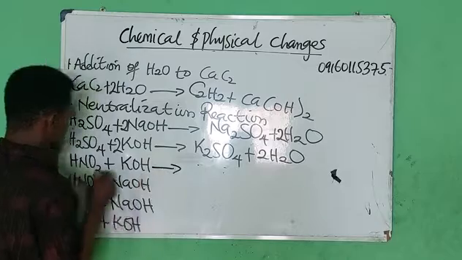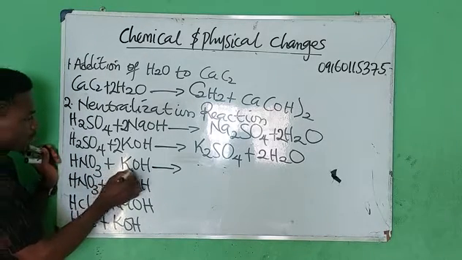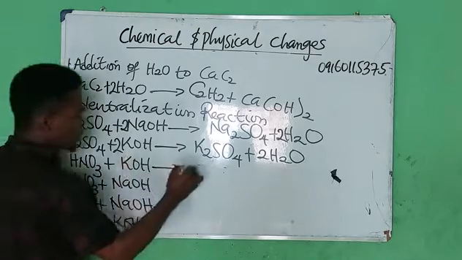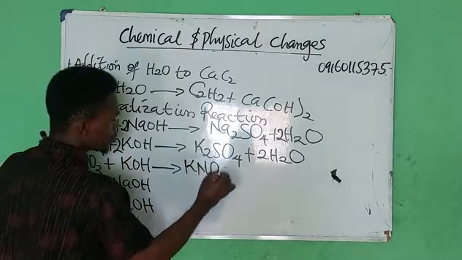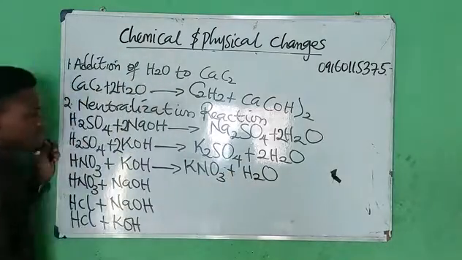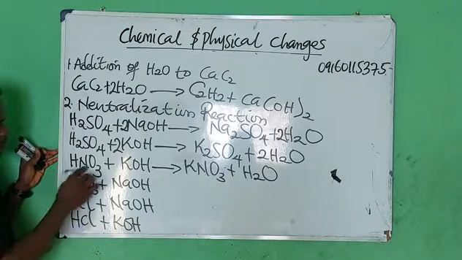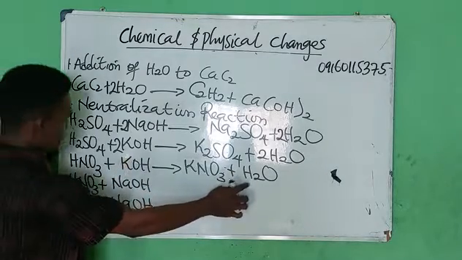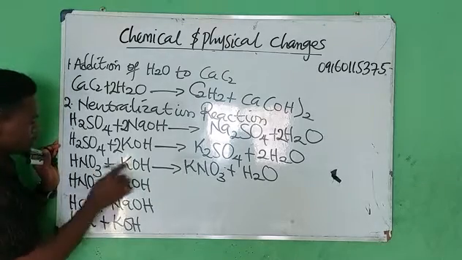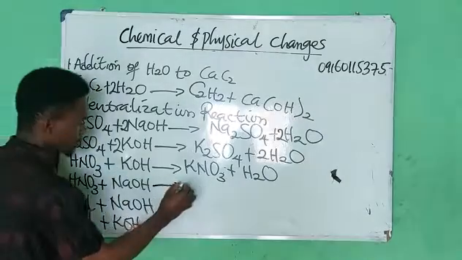Then if HNO3 is reacted with potassium hydroxide, what am I going to have? KNO3 plus water. Is the equation balanced? 2 hydrogen, 1 nitrogen, 1 nitrogen, 3 plus 1, 4, 3 plus 1, 4. So it is balanced.